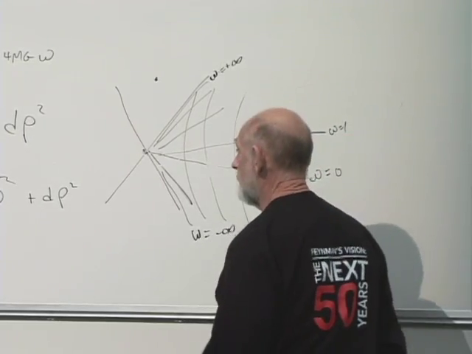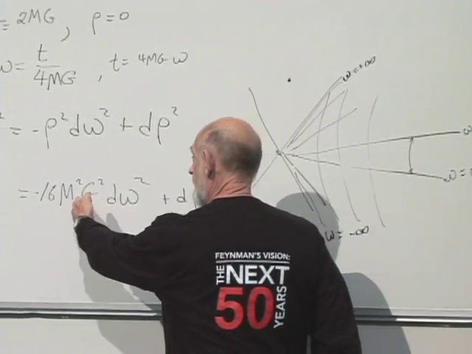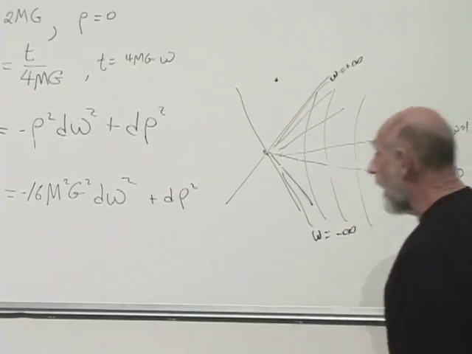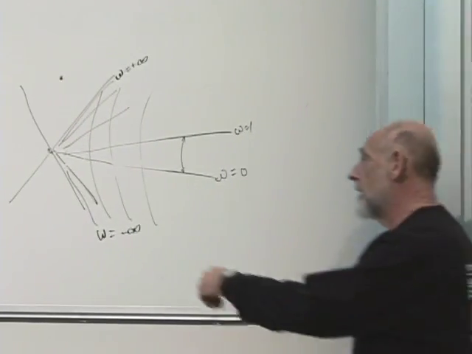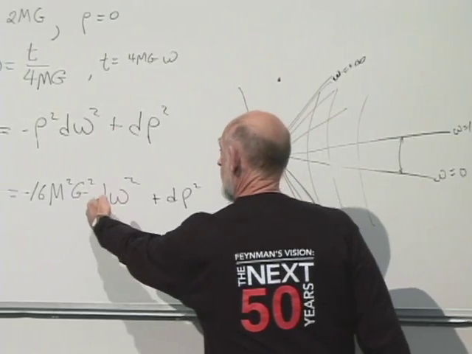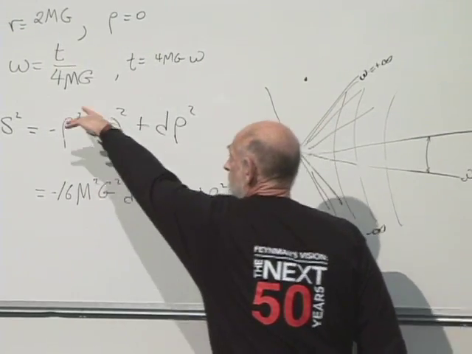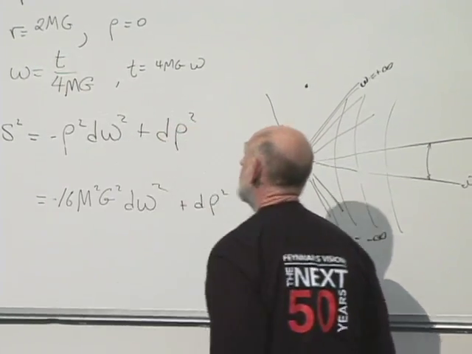Okay? Far from the black hole, neighboring values simply have time differences, which are just this number here, which is nothing but dt squared.